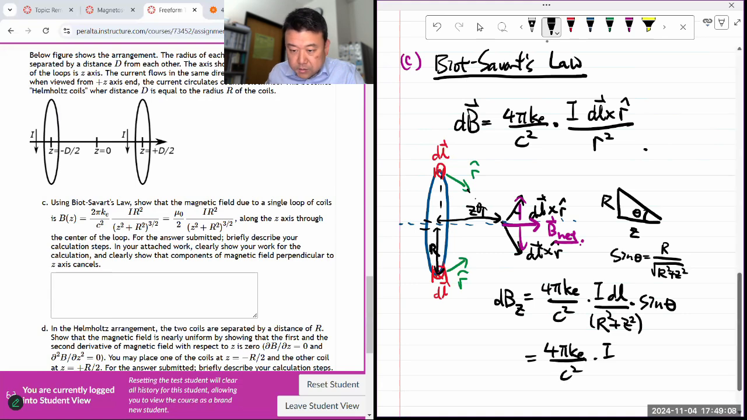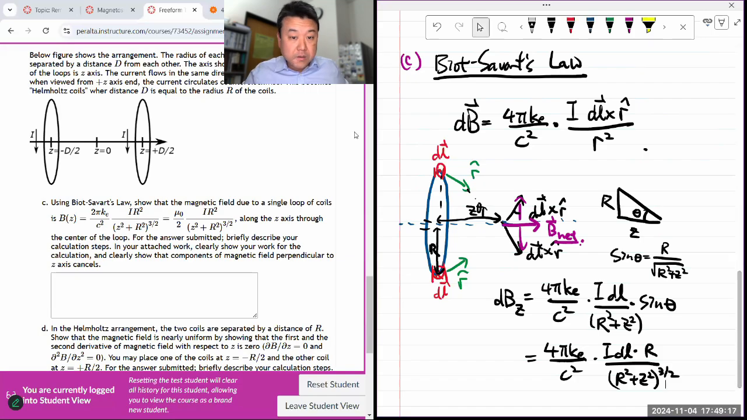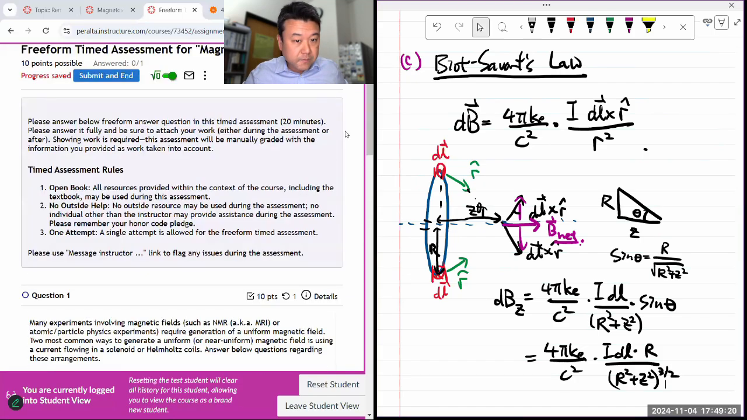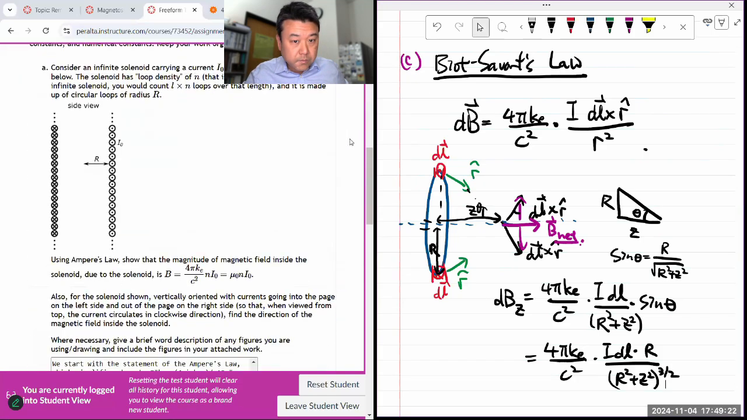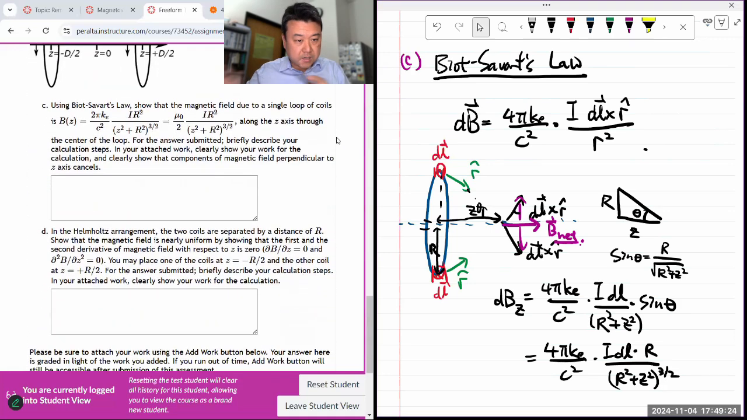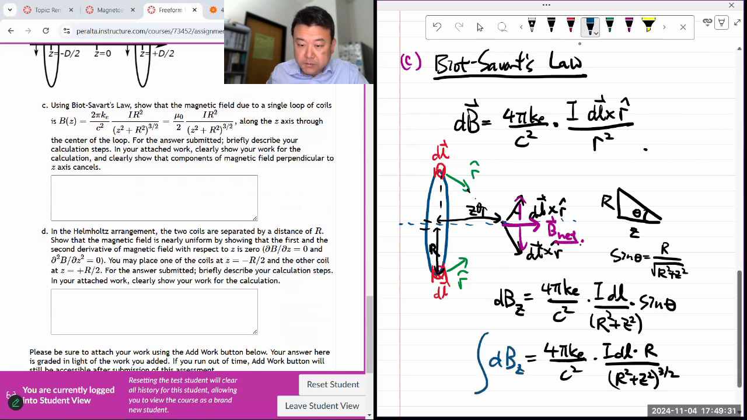I'm almost there. I'll double check the time to make sure that I won't run out of time. Raised to the power of 3/2. So let's see, how much time do I have? 4 minutes, it might be enough. So here, the final step is that I just need to integrate this around the ring. And that integral is actually super easy because nothing here depends on the parameter as you go around the ring.